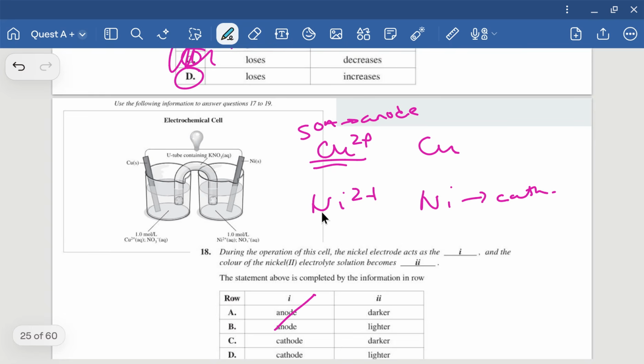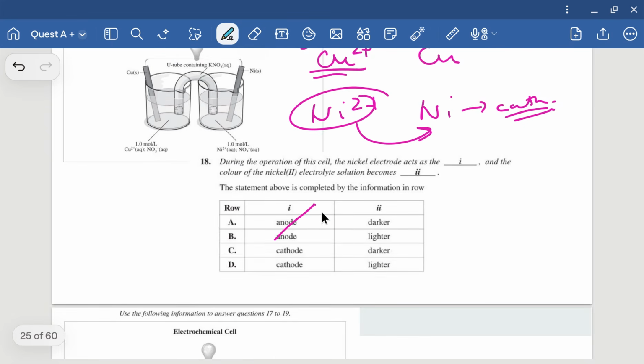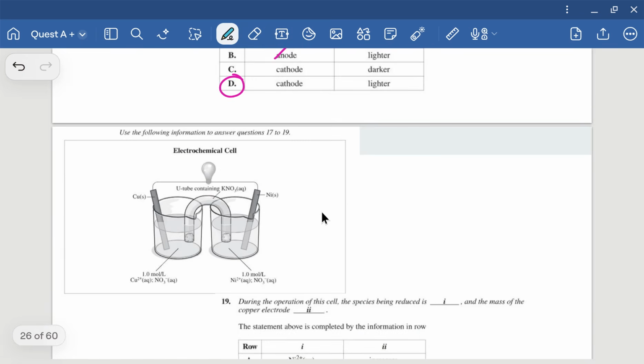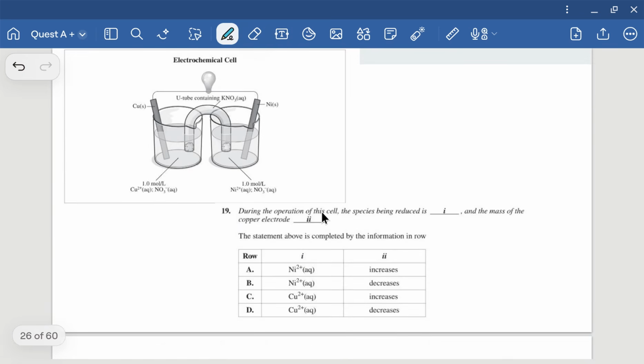And then the color of the nickel 2 electrolyte solution. If this is at your cathode, that means your nickel 2 is getting used up, so it would become lighter. So this looks like your answer is D. Okay, number 8. I'm looking here. That's what was throwing me off. I had a different one there.